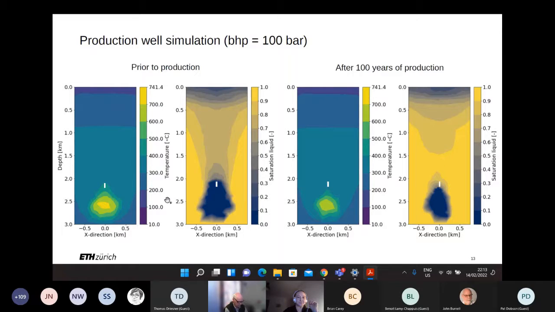And here on the left, we see the temperature and the liquid saturation prior to production, and on the right, after 100 years of production from this well. What we observe is that the temperature decreases near the well, but still is very high even after 100 years of production, and that after 100 years, the whole area near the well has fallen into two-phase boiling conditions, but also that the production affects the area up to 500 meters above the well, actually, and the liquid saturation increases in the area above the well.